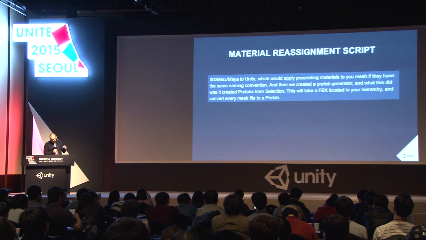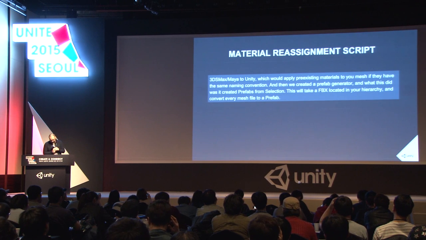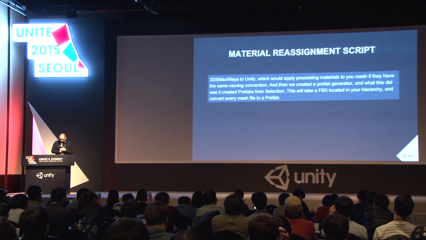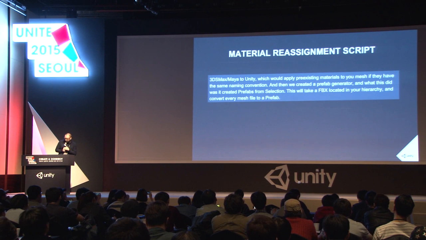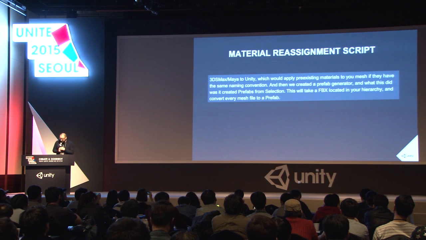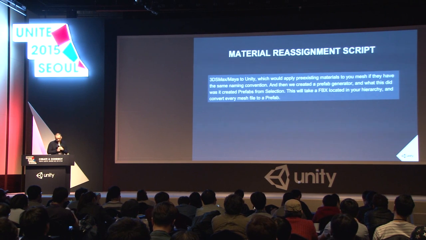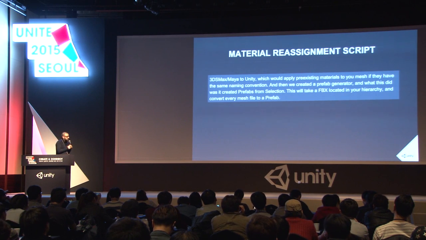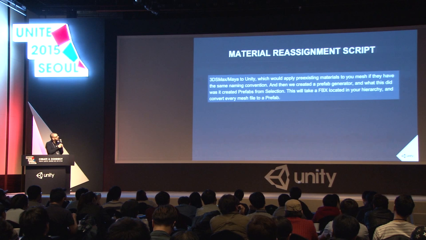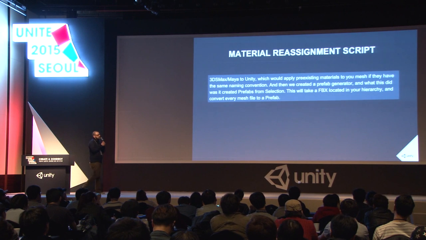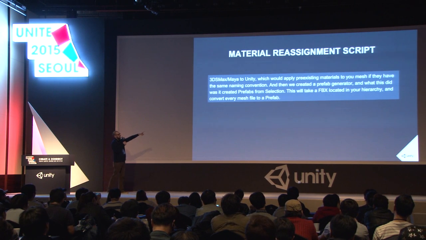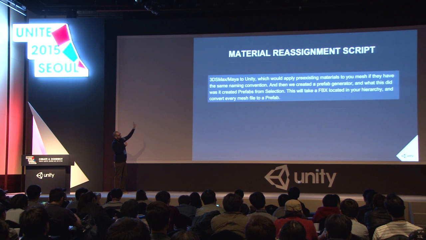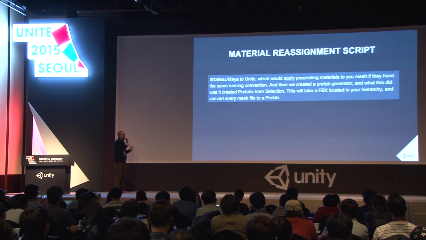And then we created a prefab generator, and it created the prefabs from selection. This would take an FBX located in your hierarchy and convert every mesh file to a prefab. So the most important part of this is the last sentence there, which is this tool would take an FBX located in your hierarchy and then convert every mesh file to a prefab.